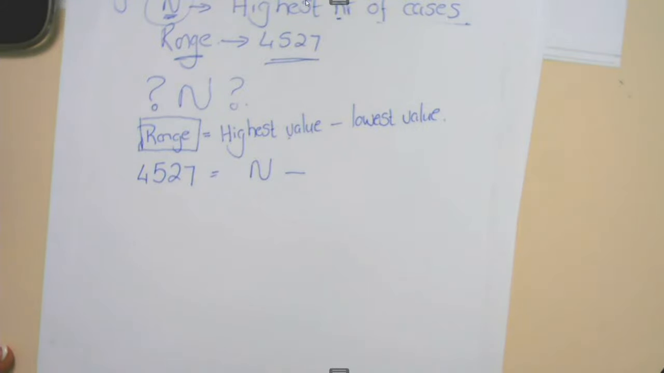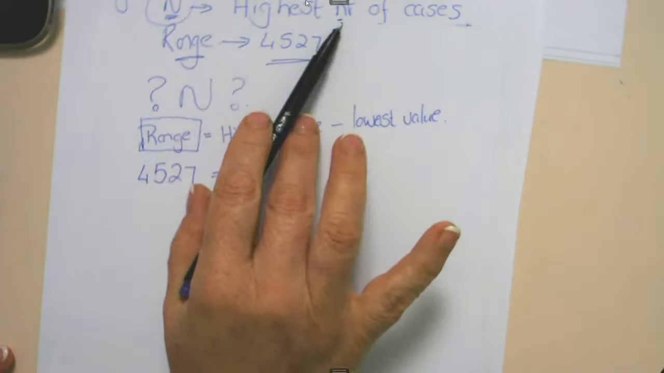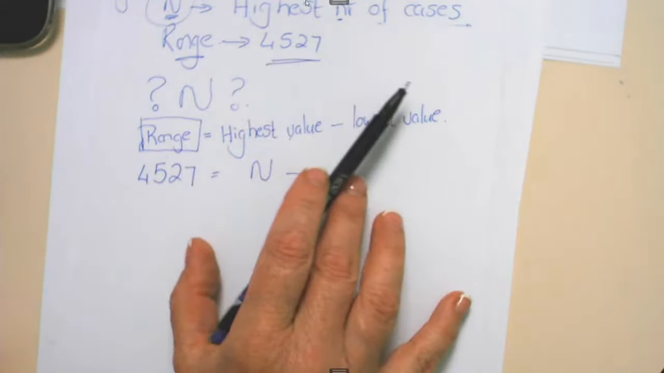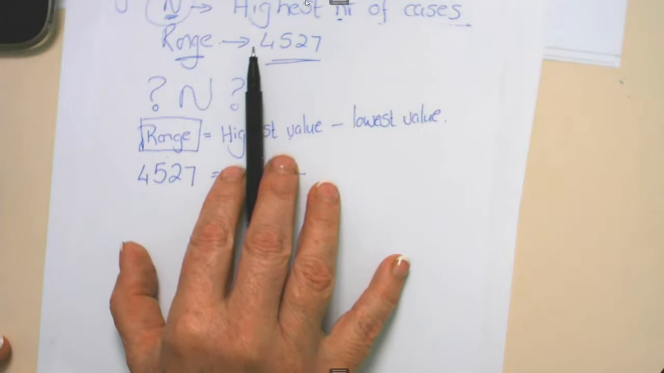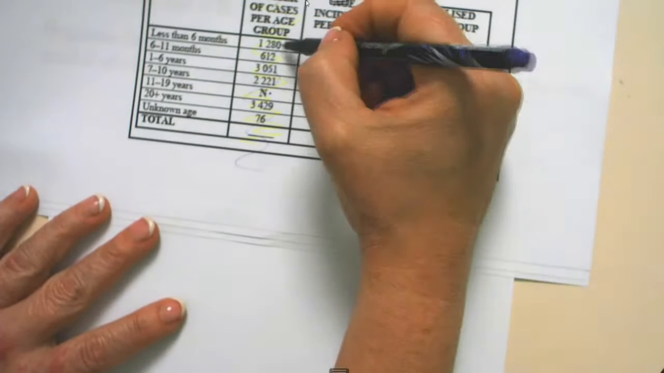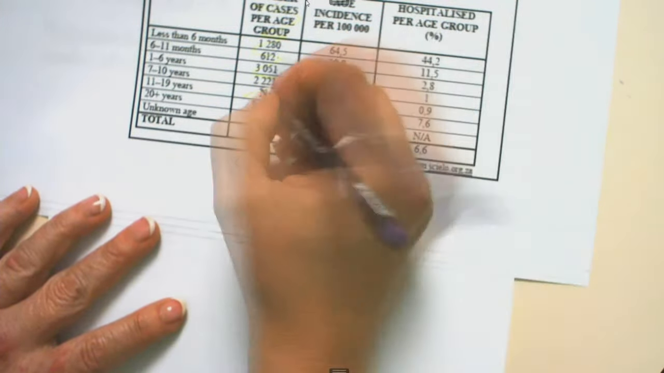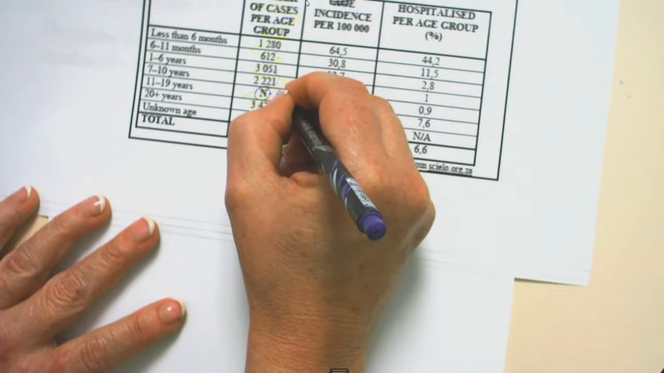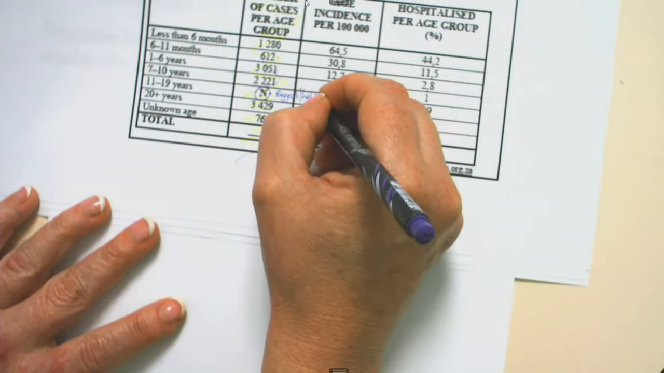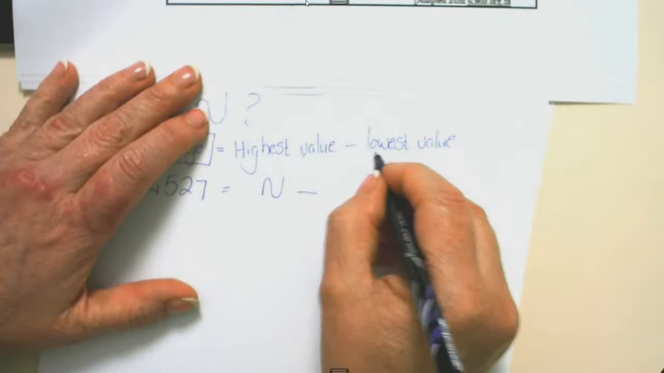Now, oops, where is that lowest value? Ach no man, we were given N, the highest number of cases. We were given the range. Don't despair. Go back to the data, to what was given. What was given was the table. What you are working with is this column. Look at this column. There are different values. I know that this is the biggest value. This is the highest value. All that I must do now is go and find the lowest value.